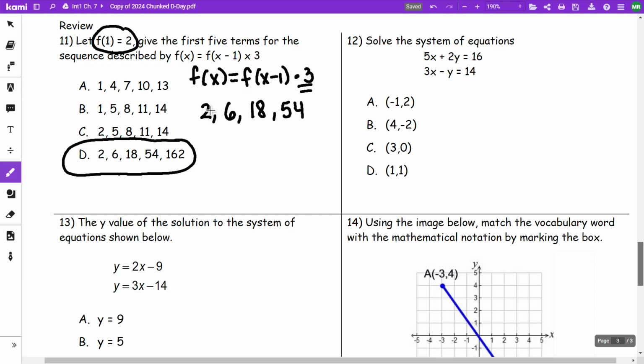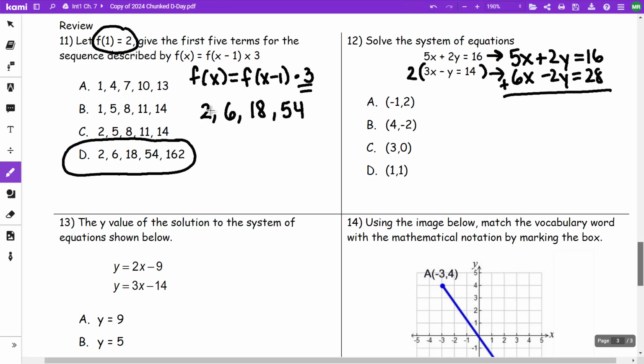On number 12, we're going to solve this system of equations. I'm going to use elimination, and I'm going to try to eliminate my y. I'm going to multiply the bottom equation by 2. So I'm going to keep the top as is, 5x plus 2y equals 16. For the second equation, I now have 6x minus 2y is equal to 28. I'm going to add these two equations together.